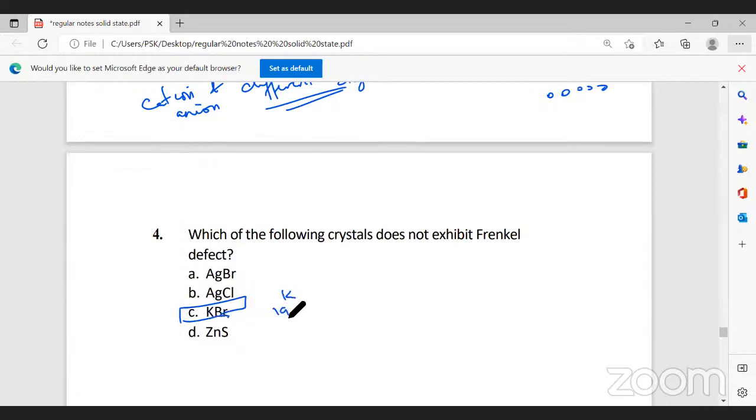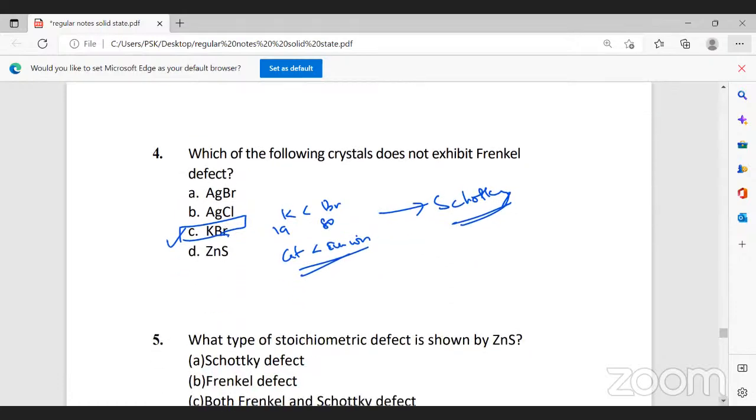Potassium atomic number is 19. Bromine atomic number is 80. Therefore, the size difference is maximum. There is a huge difference in the cationic size and anionic size. Since that size difference is more, it will exhibit Schottky defect. So therefore, this crystal KBr will not show Frenkel defect. All the others will have a comparable size. Therefore, they will show Frenkel defect.